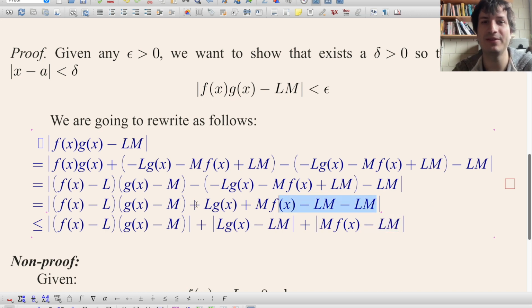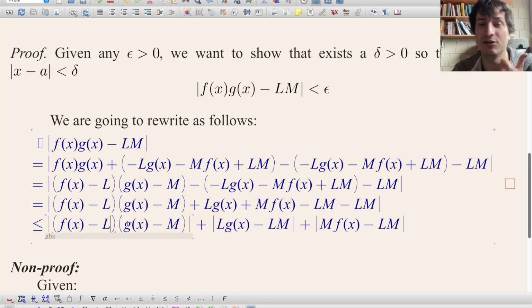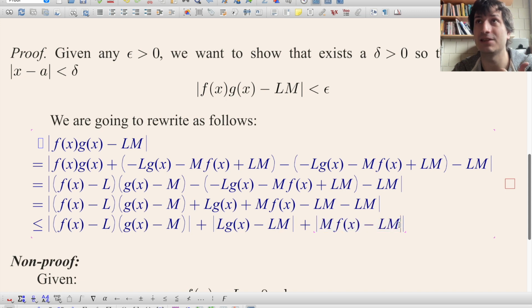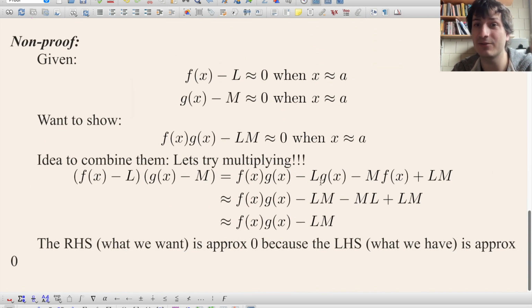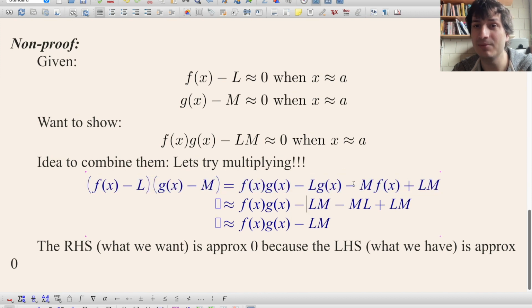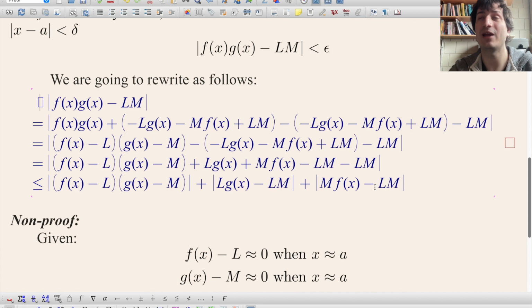Okay, so I've split this into three parts. f times g, f minus L times g minus M. That was the main head honcho that we were going for. And then we have these two other parts, L times g minus L times M, and M times f minus L times M. And if you remember, comparing to our original idea, that was exactly this idea, right? L times g and L times M, and M times f and M times L. That is exactly what we had before. So the main ideas we have are coming out in the math just naturally.